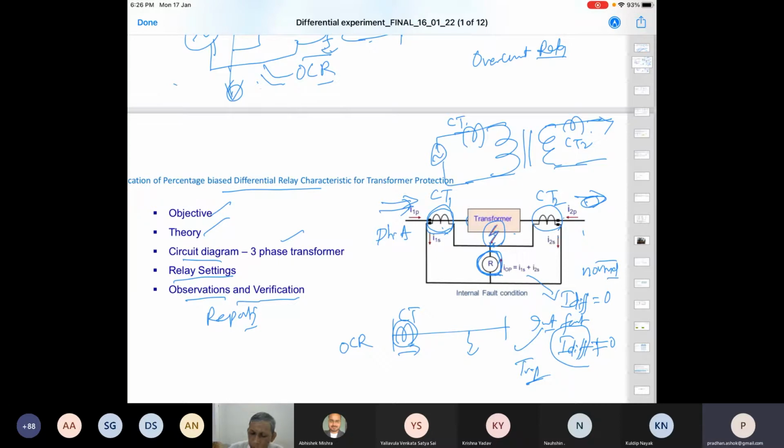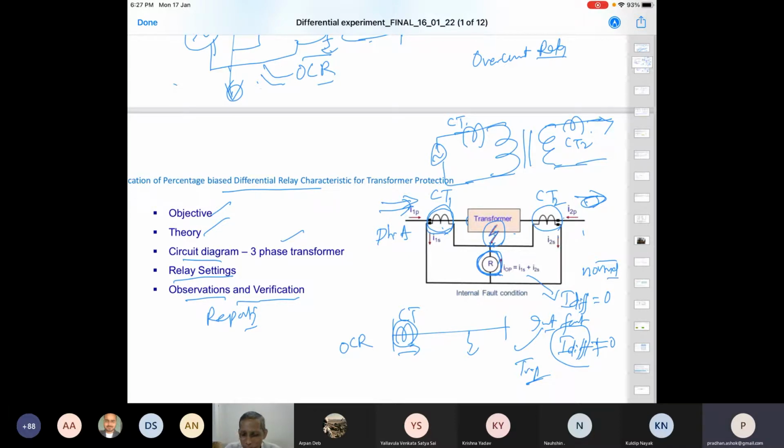Sir, you said that the current through the relay will be differential, but here the currents are getting added up, right? Shouldn't the direction be... Yes. I'll come to that. We'll have more details on that. But that is what the principle says, the differential. Agree?